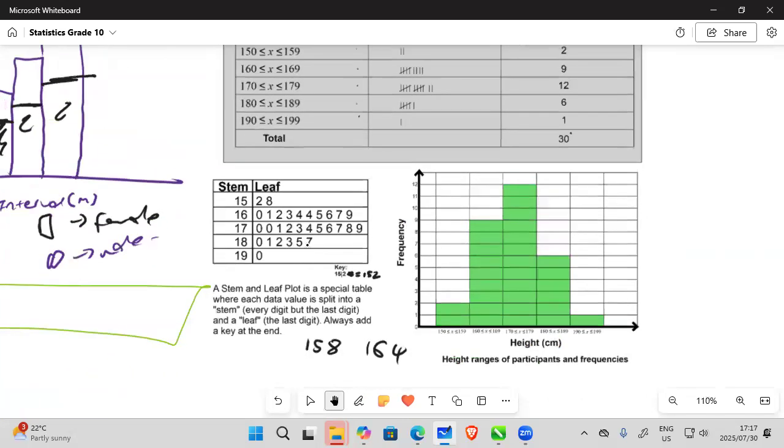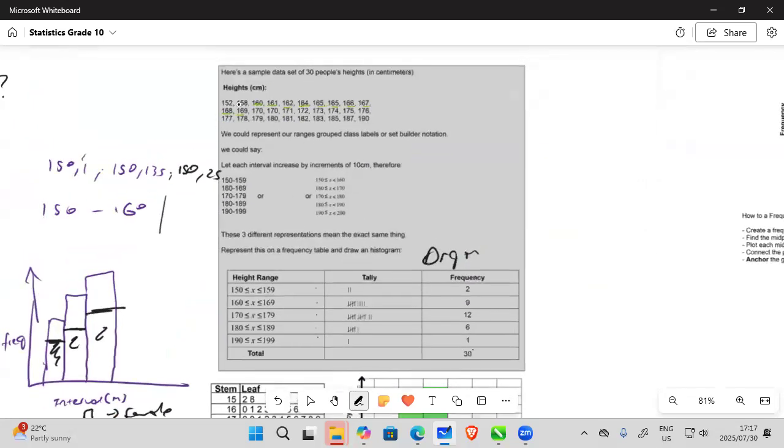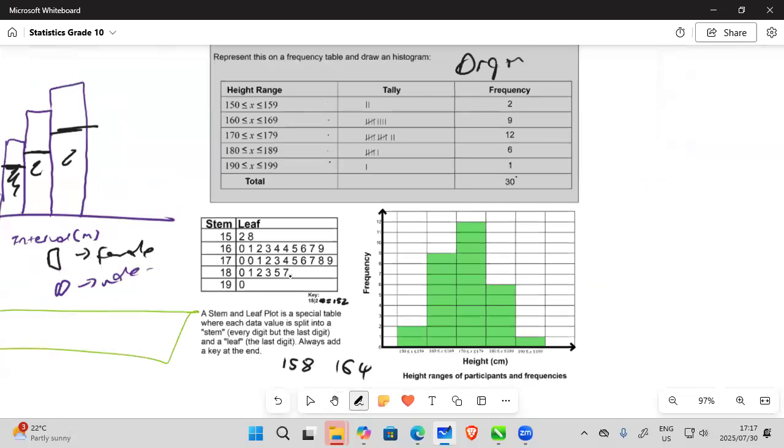And then in the leaf column, we take the units and we put it in here, but we must put it in ascending order, right? So under the 150 category, we have 152 and 158. That's where we put 2 and 8. Under the 160 category, we got 0, 1, 2, 4, 5, 5, 6, 7, 8, 9. So that's what we'll put here. 0, 1, 2, 3, 4, 4, 5, 6, 7, 9. You'll see that. So in the stem column, we're putting every digit but the last number. In the leaf column, we're just putting the last digits, but we must put it in ascending order, right? So from smallest to biggest.